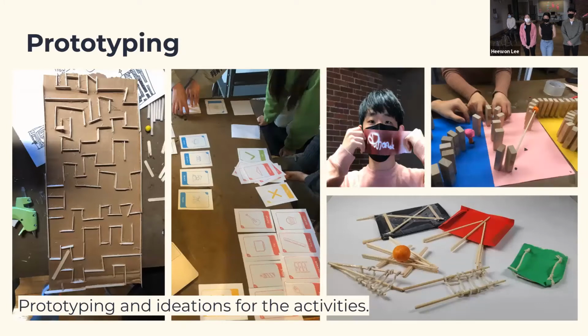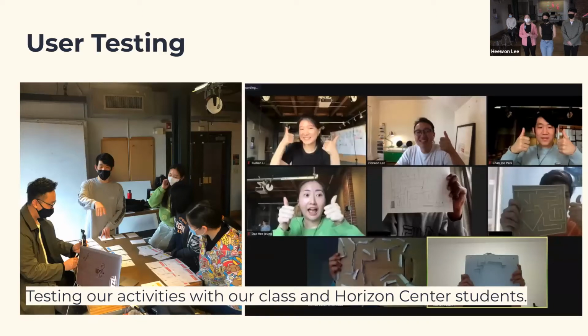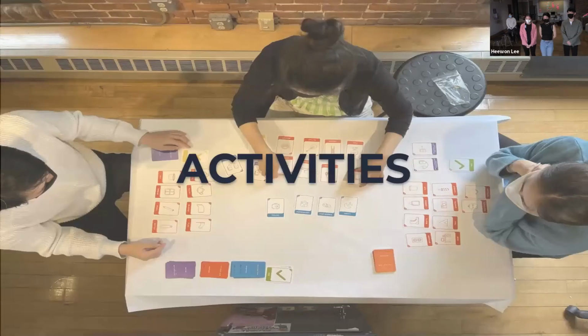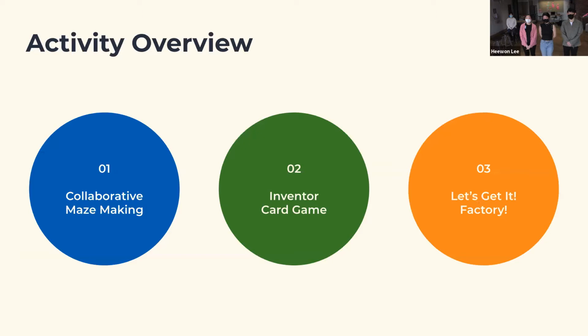And these are the pictures of our prototypes. We did prototyping to try out and figure out our initial ideas. And then we did user testing with our classmates and also with Horizon Center students to define our activity ideas. So, moving on to the activities. These are the 3 finalized activities. The first is collaborative maze making, the second is inventor card game, and the last one is Let's Get It Factory.